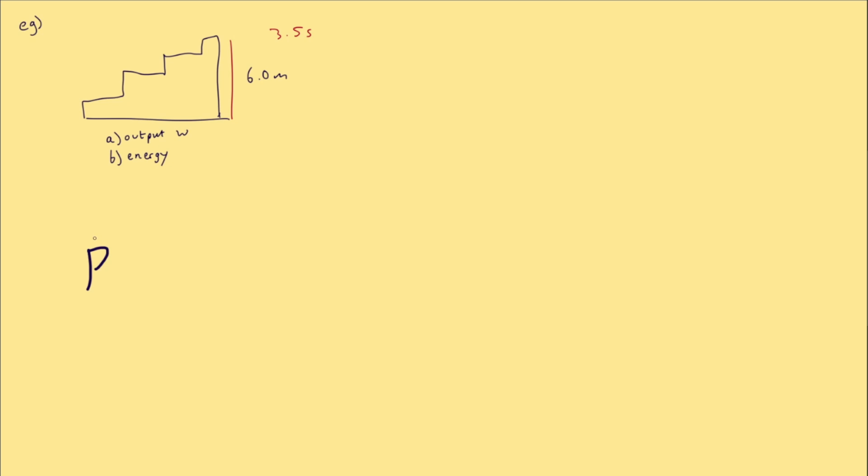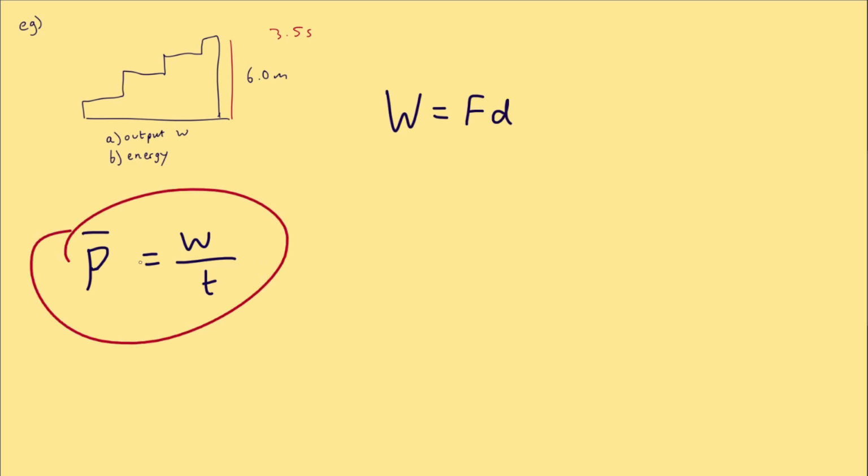Okay, so there's the formula for average power, which is equal to work over time. Now we have the time, 3.5 seconds, but we don't know how much work he did. And the work formula is FD. There's a lot of formulas to remember.